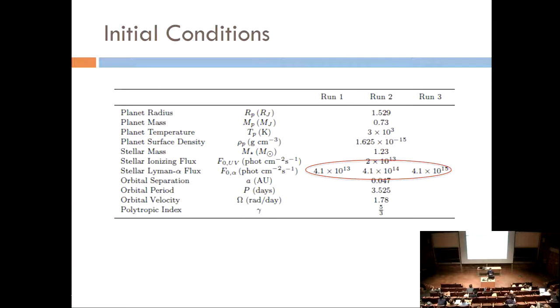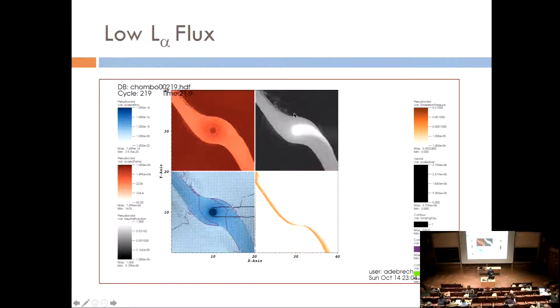So here's our low flux case. This is pressure, the neutral fraction. This is density and velocity vectors. And this is the acceleration produced by the Lyman alpha photons from the star. The first thing you'll notice is that this simulation looks different from the big fat planet case. That's because when the planet is much more compact, tidal forces play a much stronger role, and that leads to these more narrow up orbit and down orbit arms.